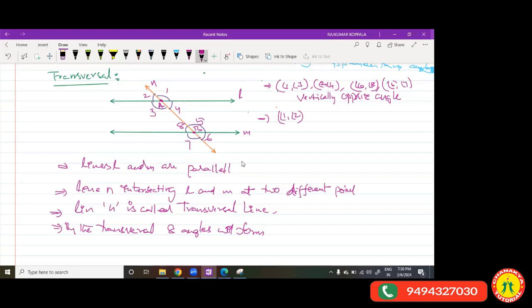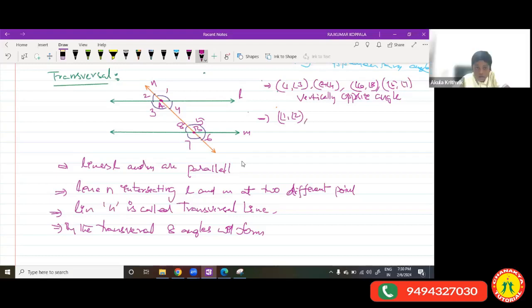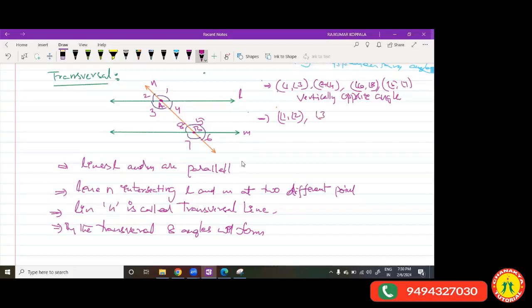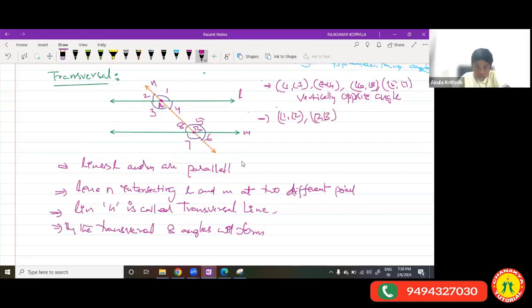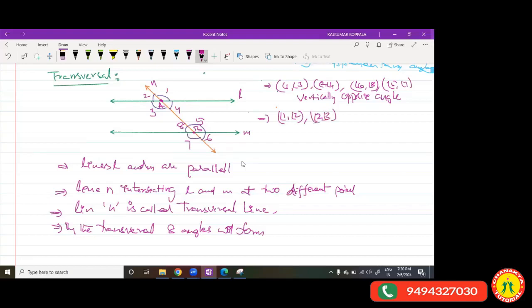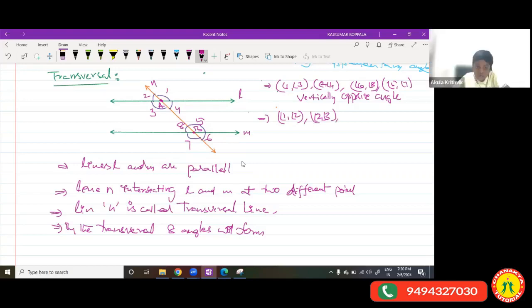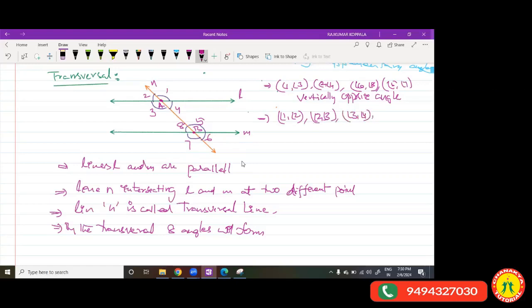Then tell me like that one by one. Ritwik, tell me the linear pair. 3 and 1, 4 and 2, and then you can say in order, 2 and 3. Linear pair only, na? The sum is 180. Next, 3 and 4. Next, Manasvi.